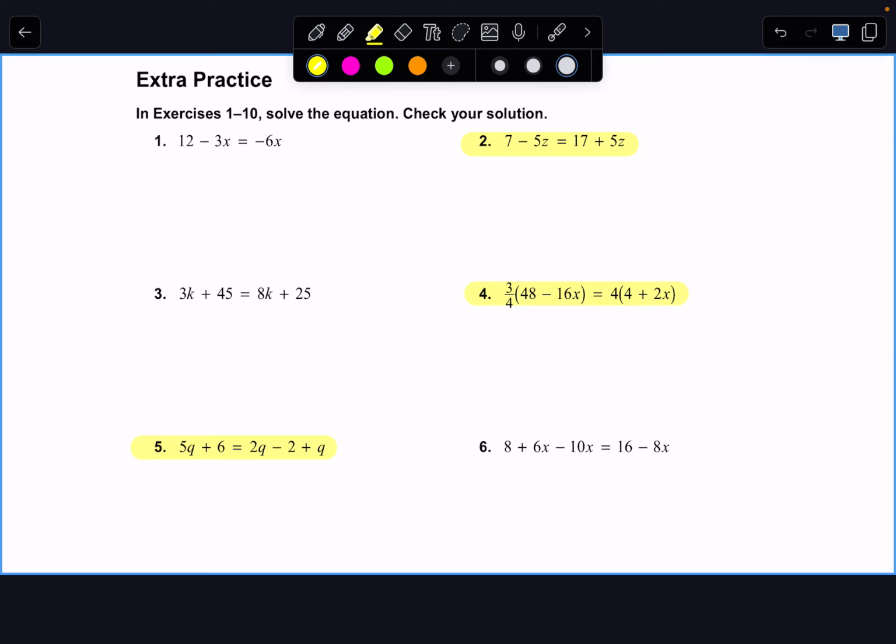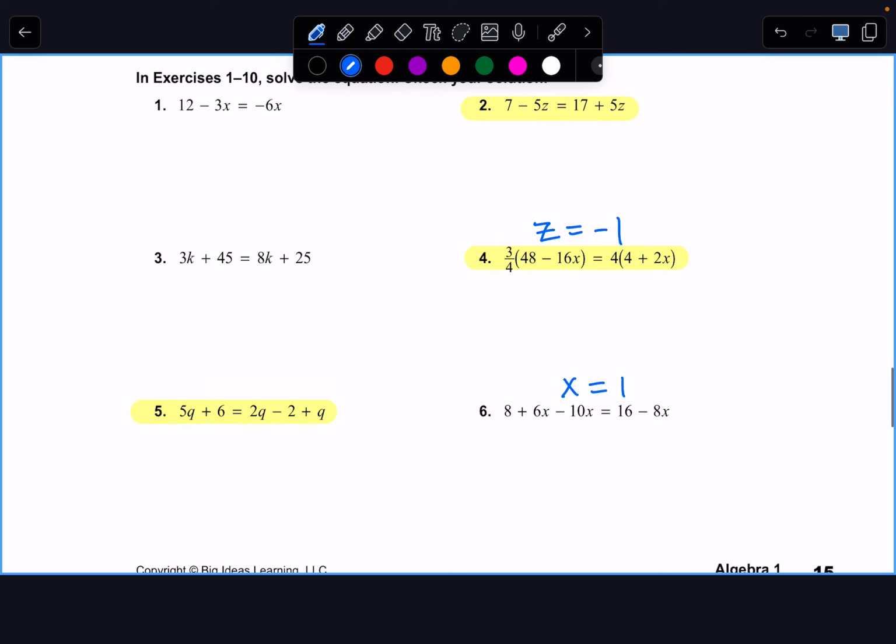I got a very... might be D. Let's try number 4. That one looks weird. I wrote something on the board that might help you as you're working on it.